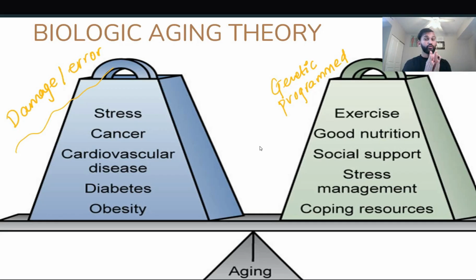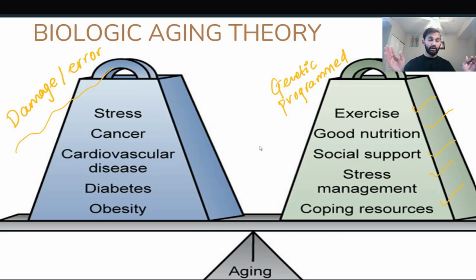There are some things which we can do to slow the aging process, which include exercise, good nutrition, social support, stress management, and coping abilities or coping resources. Those are the things which will reduce the aging process. That's the genetic programmed theory. On the other hand, the damage or error theory says that stress, cancer, cardiovascular disease, diabetes, or obesity are the things that will increase the process of aging. That's how we have divided the biological aging theory into two categories.